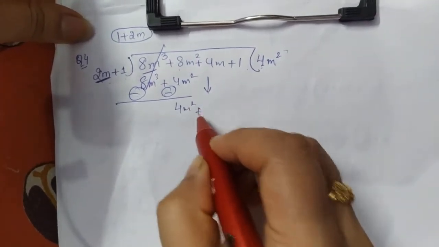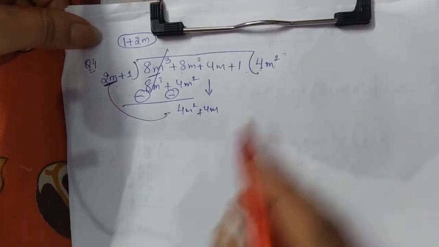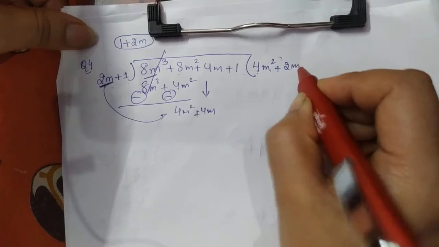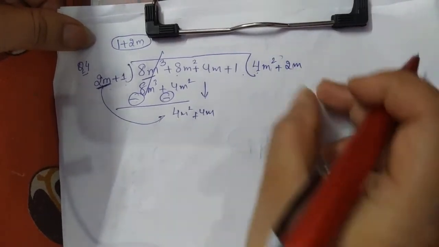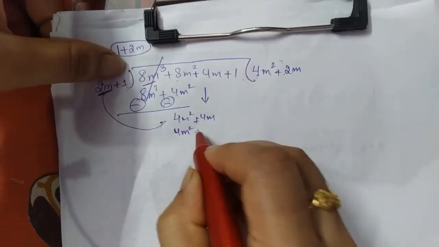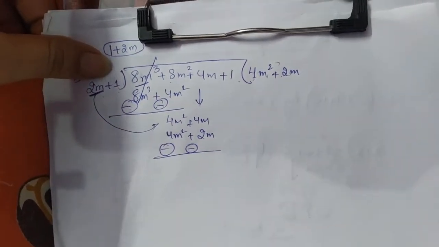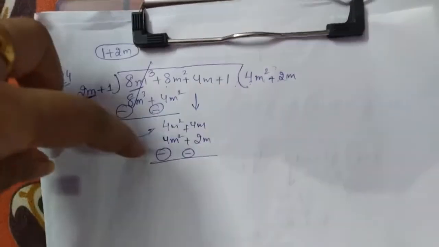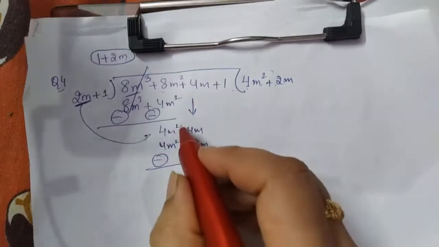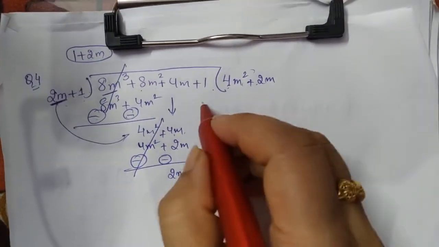Call the another term down. Now this time from 2m you have to go to 4m square. That means I should multiply this by 2m. So 2m into 2m, 4m square, 2m into 1 plus 2m. Again subtraction, so change the signs. Both were positive, so both will have the new sign as negative only. This is cancelled, and 4 minus 2, 2m.